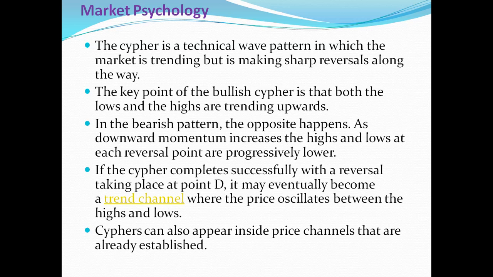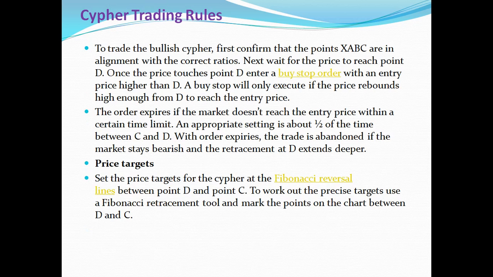If the cipher completes successfully with the reversal taking place at point D, it may eventually become a trend channel where price oscillates between the highs and lows. Ciphers can appear inside a price channel that is already established. Cipher trading rule. To trade the bullish cipher, first confirm the points X, A, B, C in alignment with the correct ratios. Next, wait for the price to reach point D.